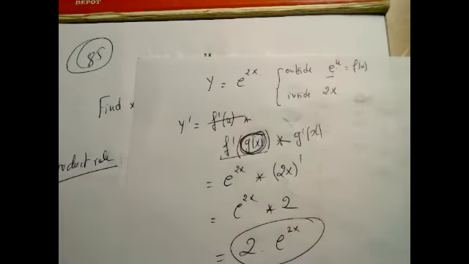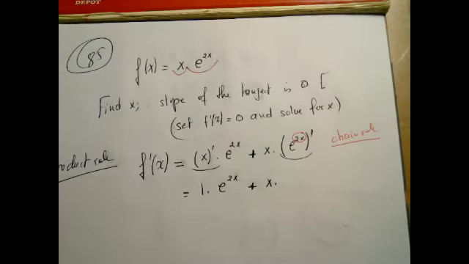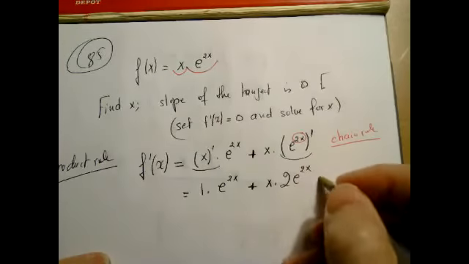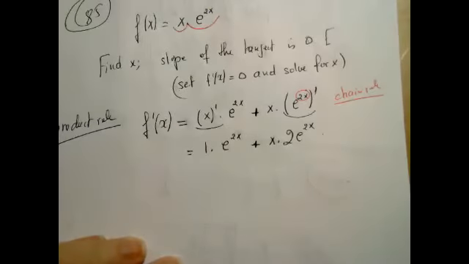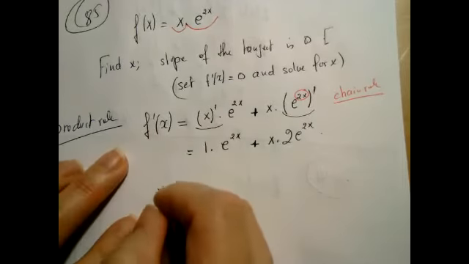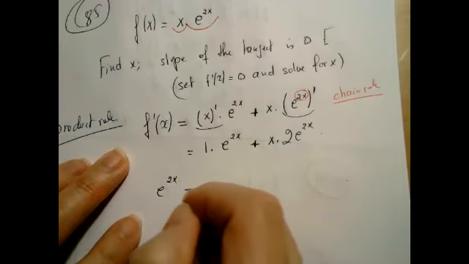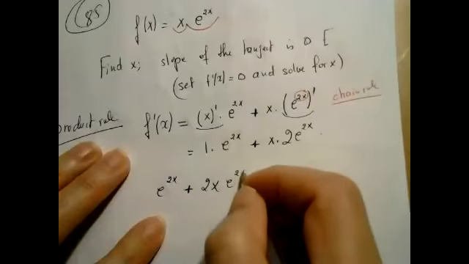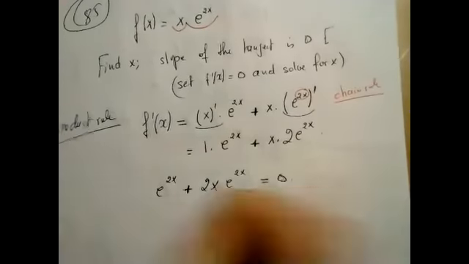Okay, so we move to the side for the little pieces. And now I have x times 2 e to the 2x. So now I found f prime. Now I need to set this equal to 0 and solve for x. All right, so I'm going to set this expression, and this will become 2x e to the 2x equal to 0.